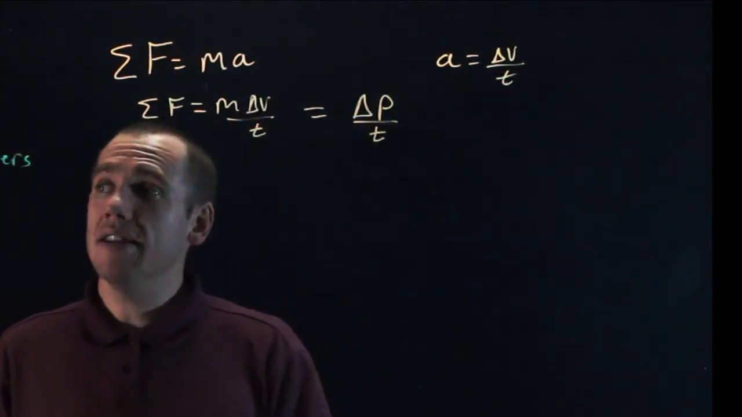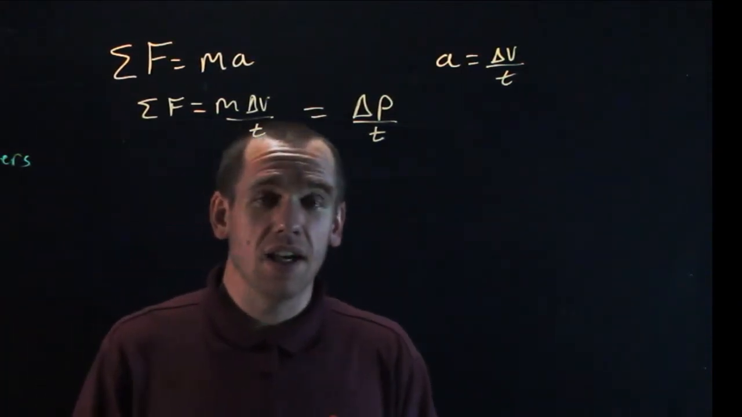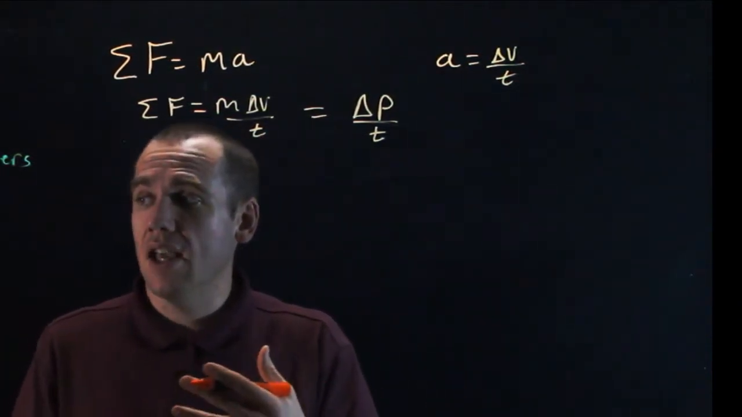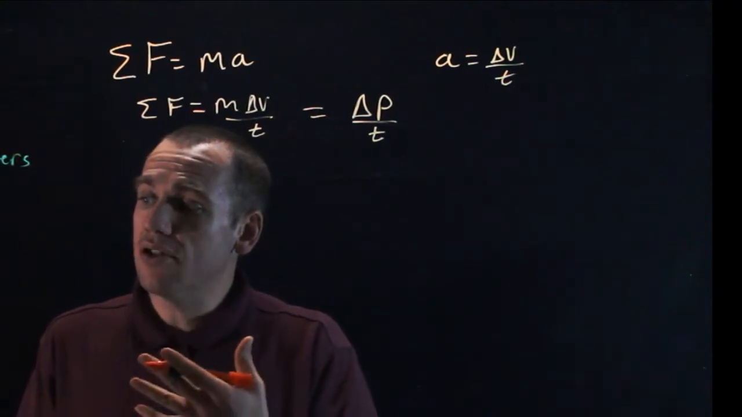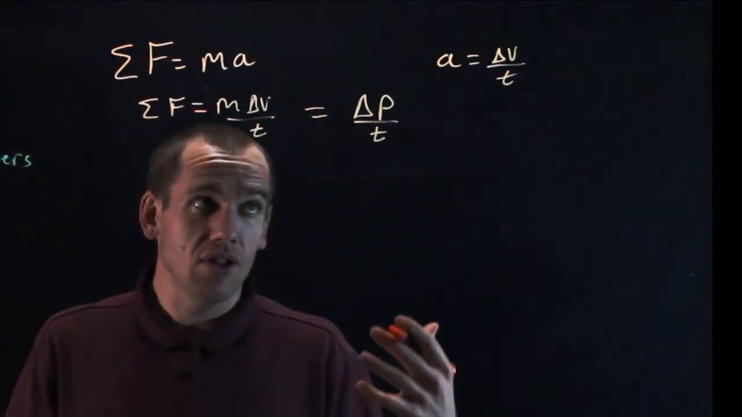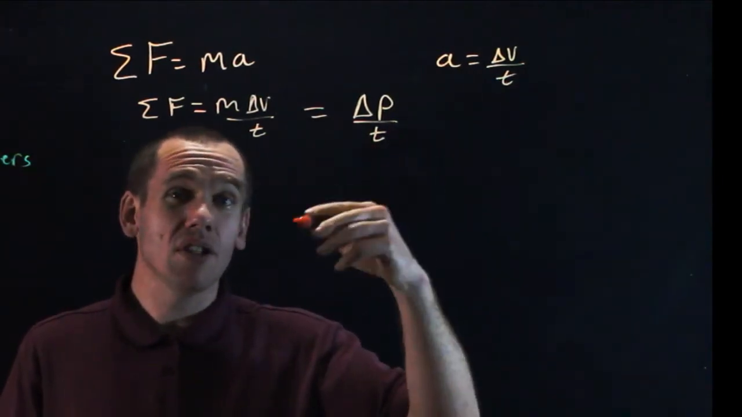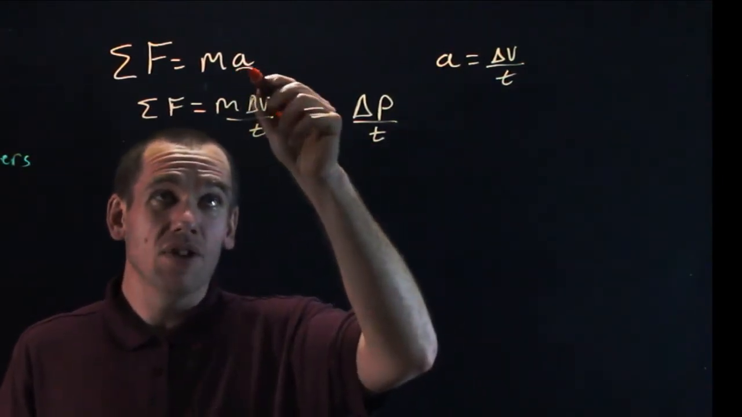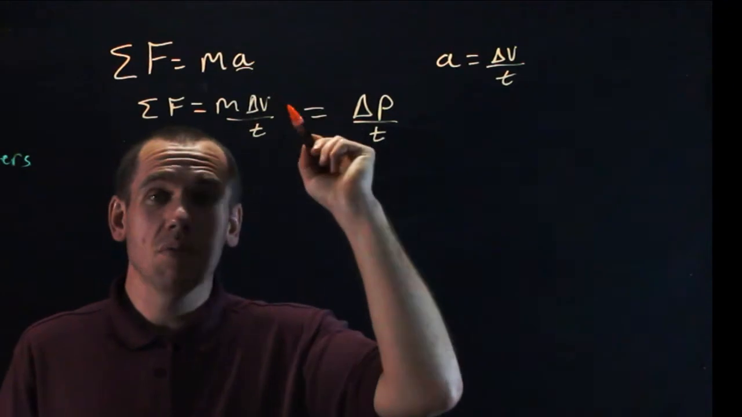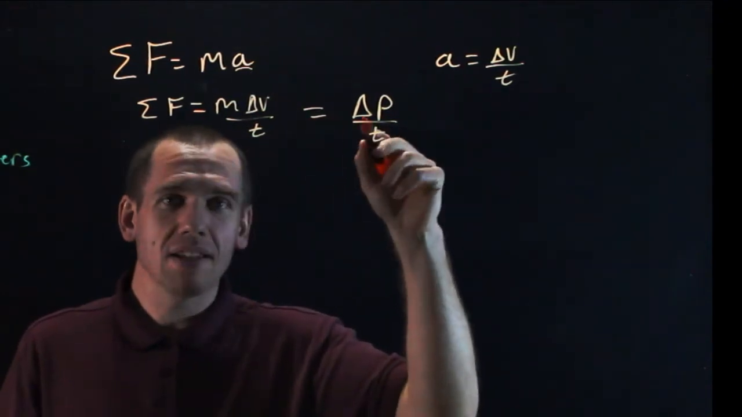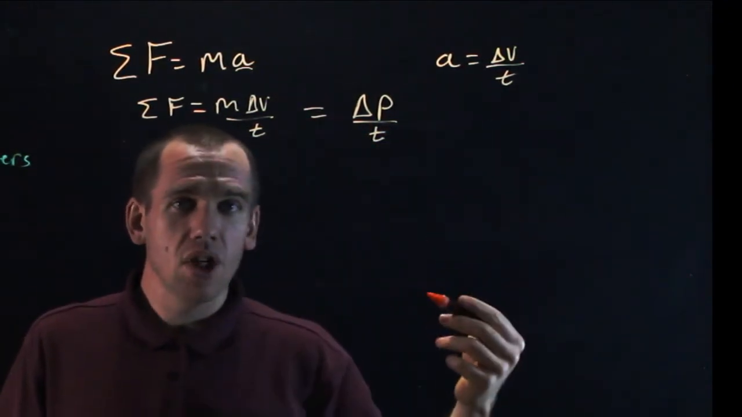Now, what's neat about this equation is that it applies to not only a non-constant velocity or a changing velocity, but it also works if the mass changes. So this is a little bit more general than Newton's second law on mass and acceleration, because this is just the rate of change of velocity, but we're assuming mass stays the same. In this, mass or velocity or both could change.